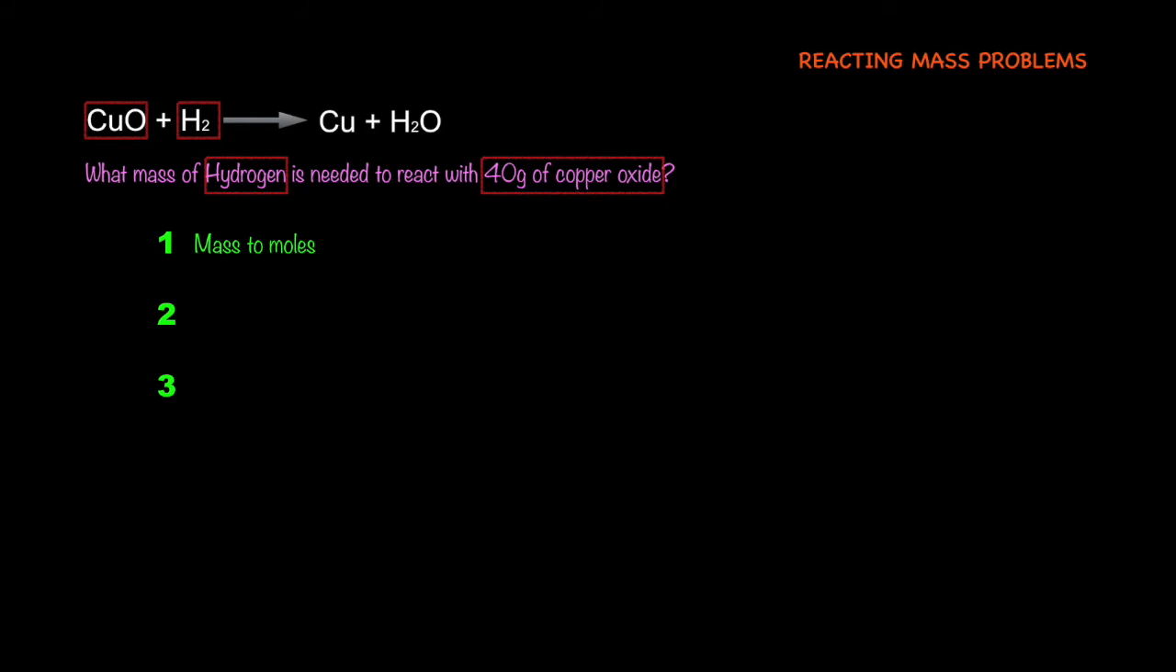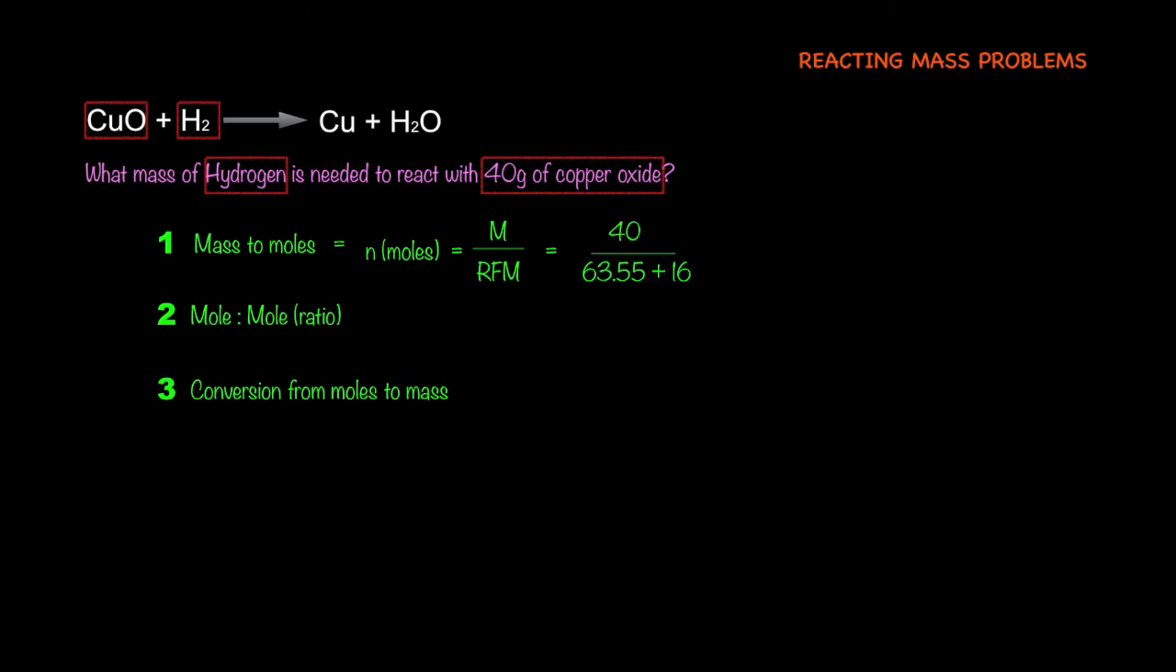First is the conversion from mass to moles, then is the ratio between mole to mole, and then is another conversion process from moles to masses. For the first step, we have to take the given mass of whatever element or compound there is, and then divide it by that very element or compound's atomic mass, and we will get that mole, like we showed you last time. So 40 divided by approximately 80 would give us 0.5 moles of copper oxide.